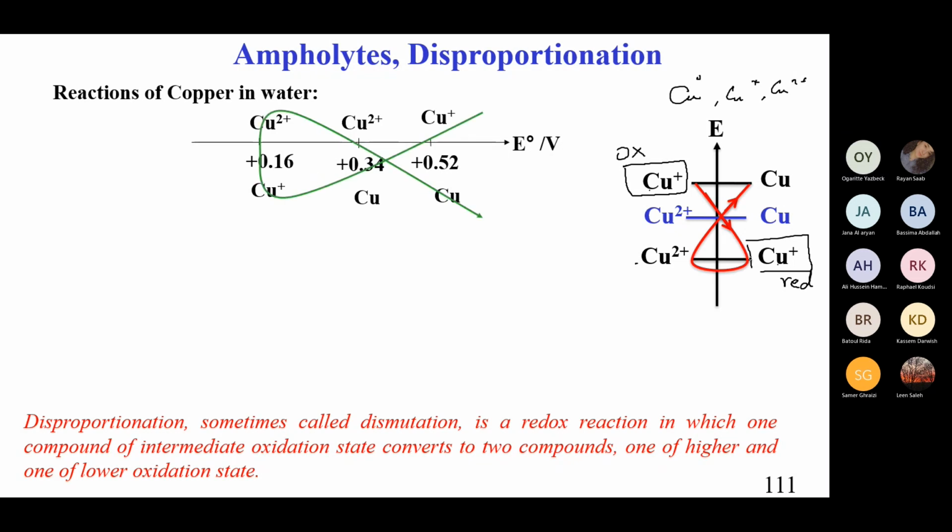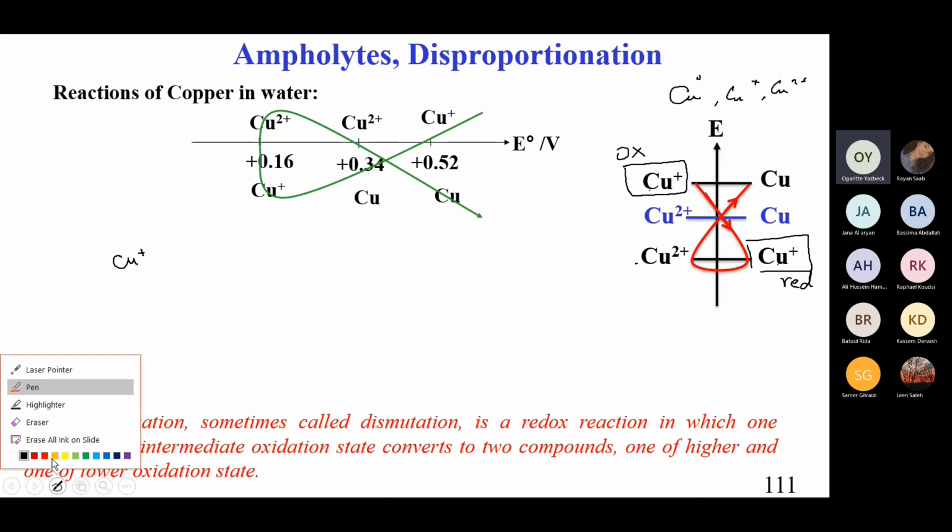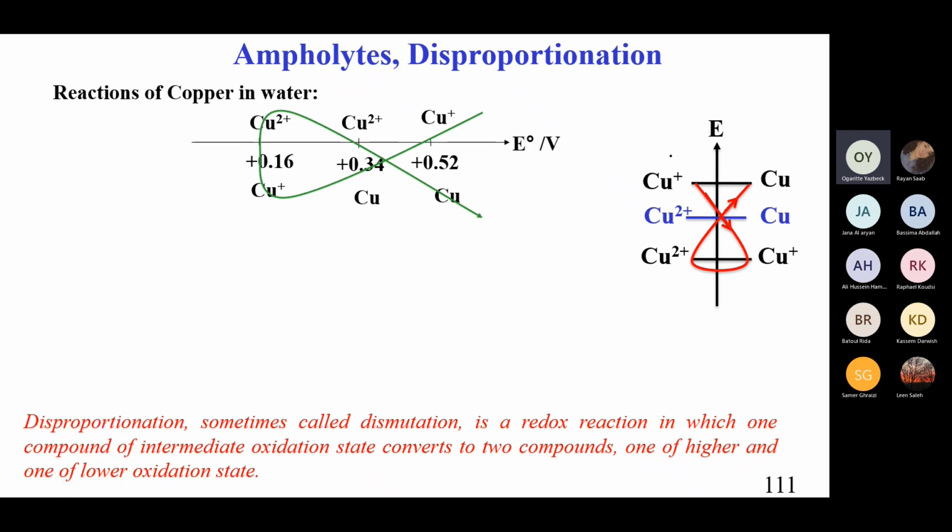Now, what happens if I put copper plus in a container just by itself? It turns out that, because one of the coppers can act as an oxidizing agent and the other as a reductant, they can actually react spontaneously with each other. And so you end up getting an equation: copper plus another copper plus becomes copper 2 plus and copper.